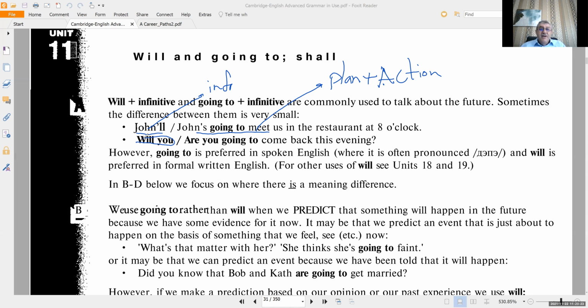However, going to is preferred in spoken English, where it is often pronounced gonna. And will is preferred in formal written English. For other uses we'll see units 18 and 19.